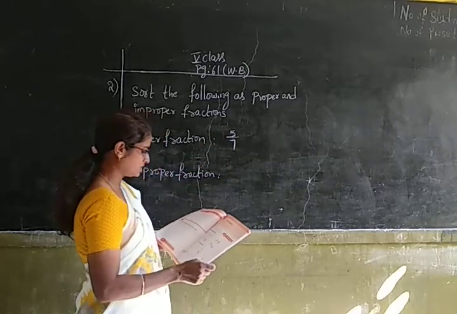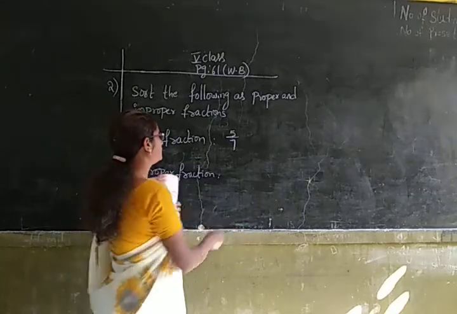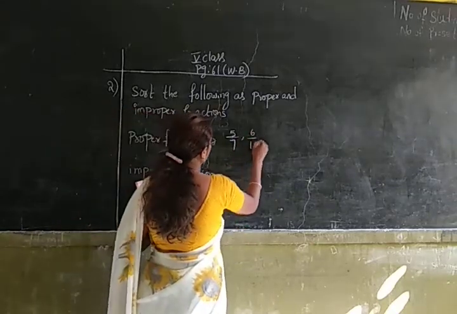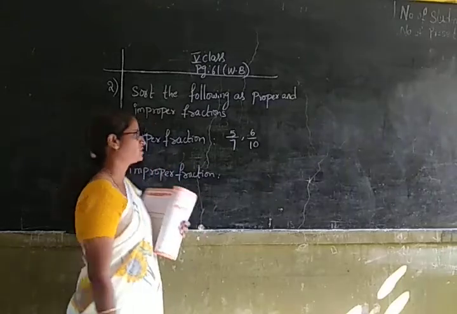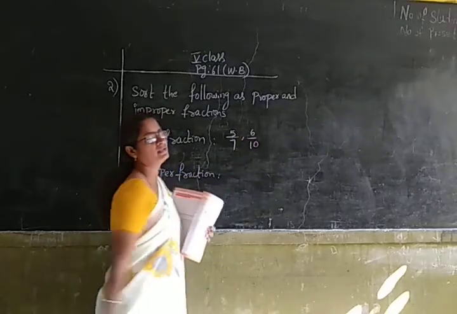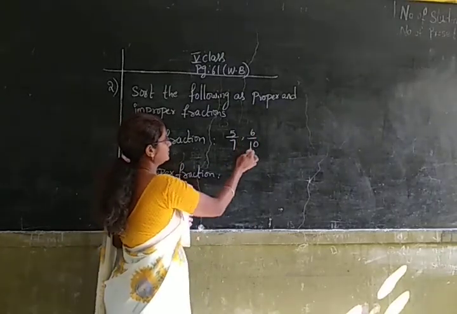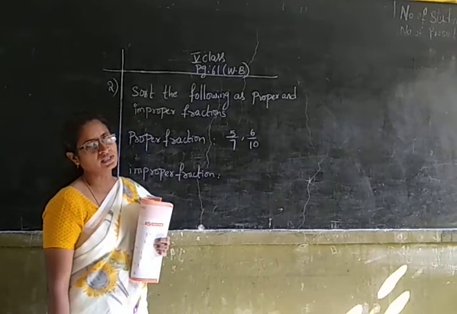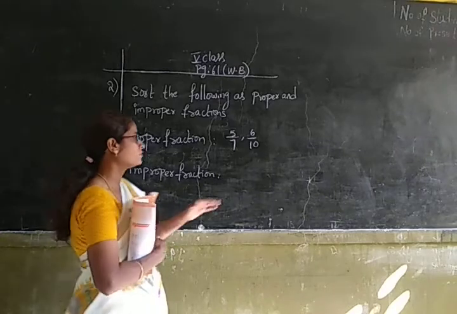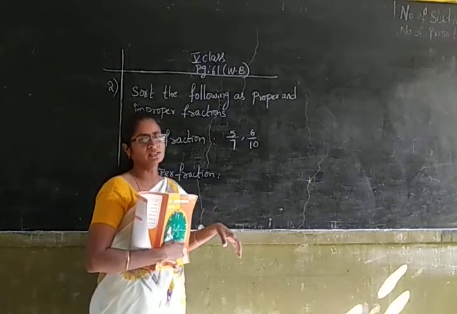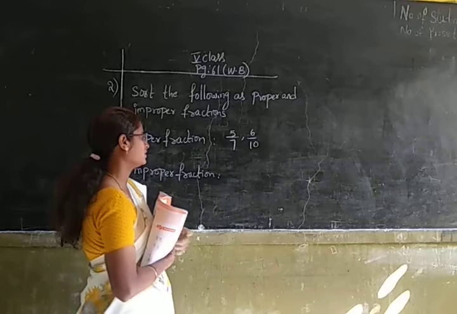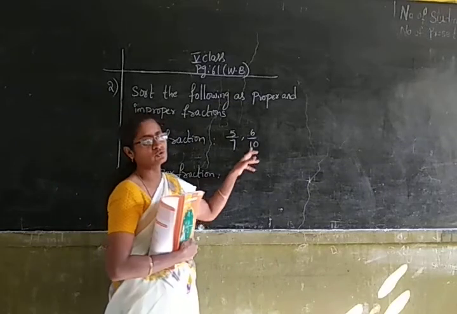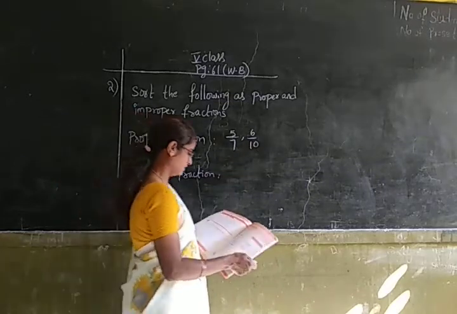The next fraction is 6 by 10. So it is a proper fraction. 6 by 10 is a proper fraction because 6 is less than 10, which means the numerator is less than the denominator. If the numerator is less than the denominator, it is a proper fraction, and if the numerator is greater than the denominator, then it is an improper fraction. Here 6 is less than 10, so it is a proper fraction.